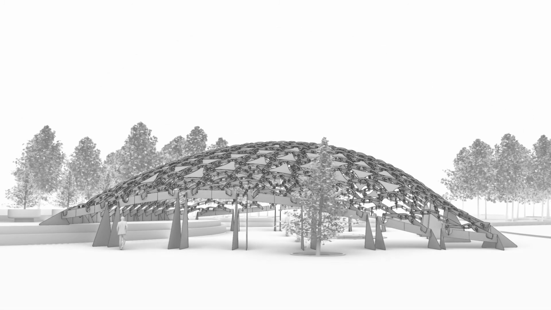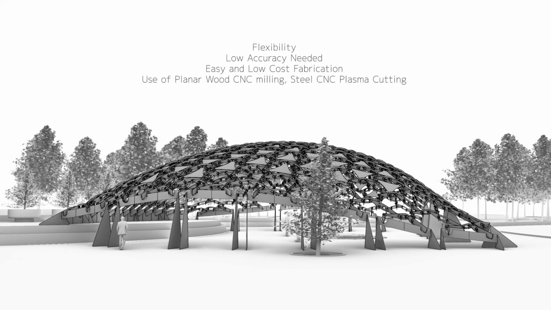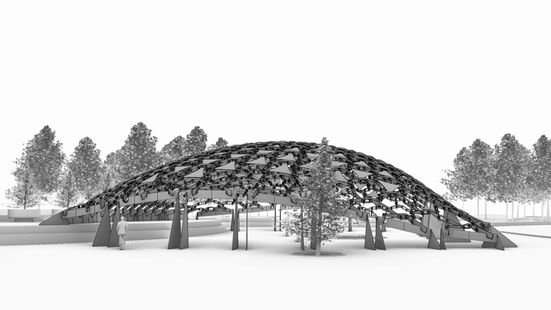In the end, this structure type would be ideal for temporary events, as it would offer easy and low-cost fabrication with great flexibility in terms of the geometrical form, compared to other methods that may require high accuracy in the assembly and fabrication. Reciprocal frames would offer a much more flexible and easier to work with option.